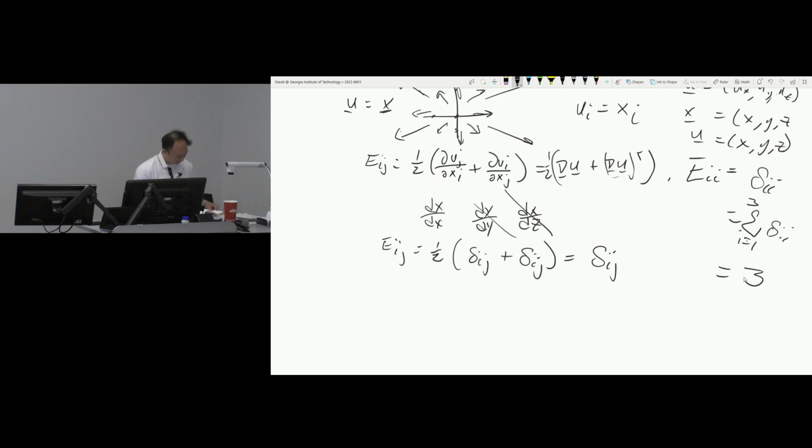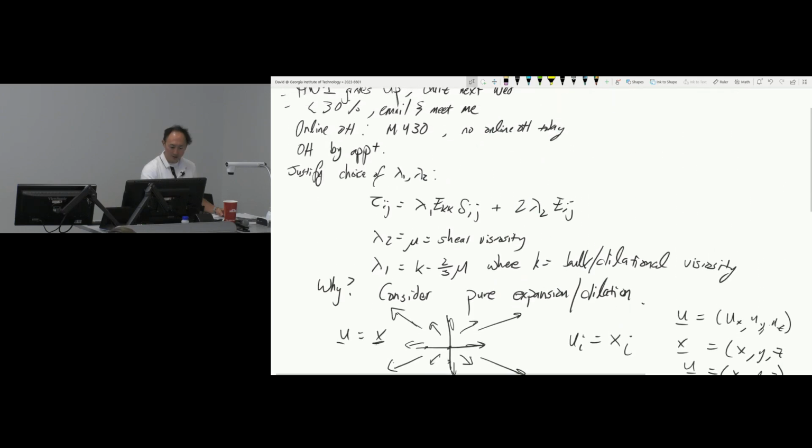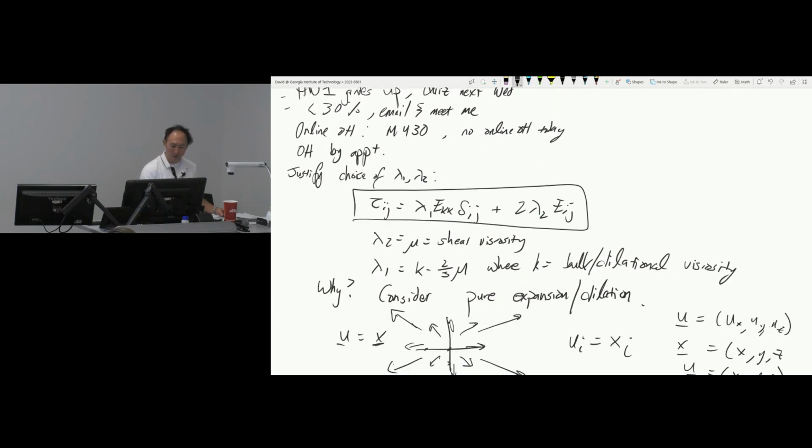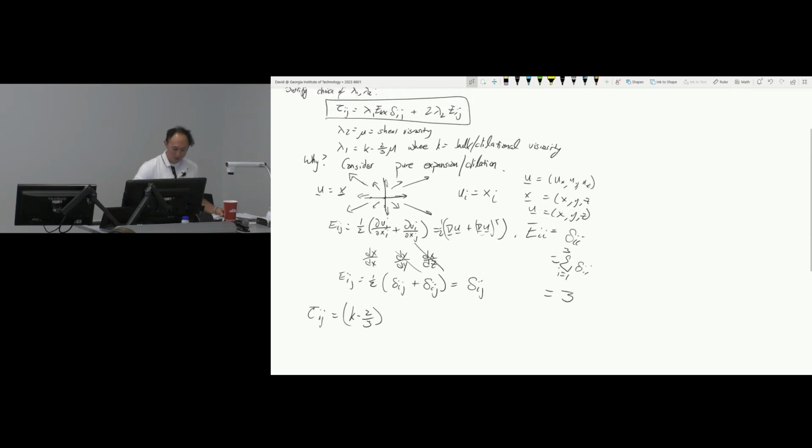Okay, so now we can start simplifying a little bit. So tau ij, we want to use the notation. We said we have this k minus 2/3. Let's just, the original one was this. Remember, the original one was this, and we're going to substitute with the stuff we found. Let's make it a little smaller so everything's on the board. So I'm going to say lambda 1 is k minus 2/3, and then ekk was just 3 times delta ij plus 2 mu delta ij.